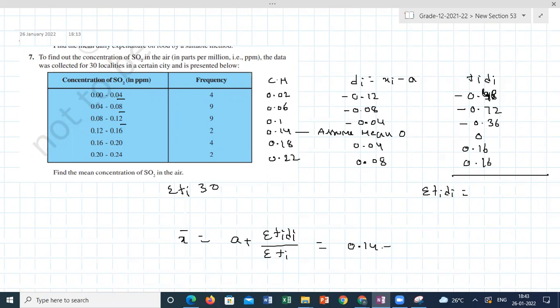0.48 plus 0.72 plus 0.36 minus 0.32. 1.24 divided by 30. Getting the answer is 0.099.